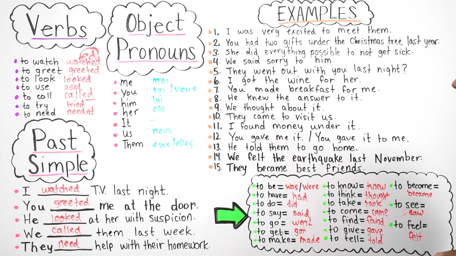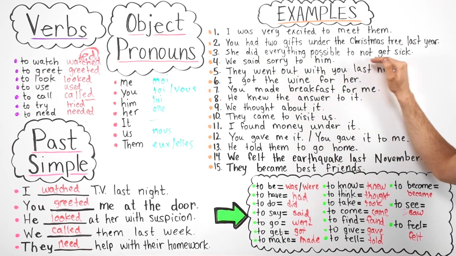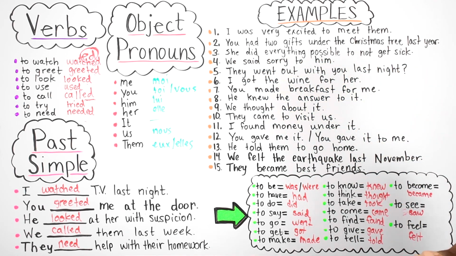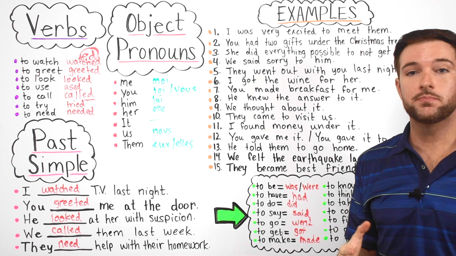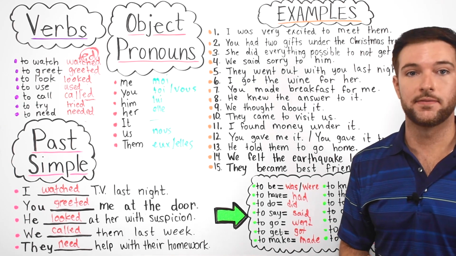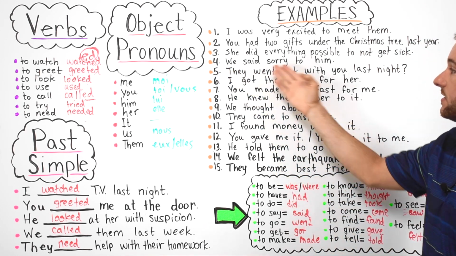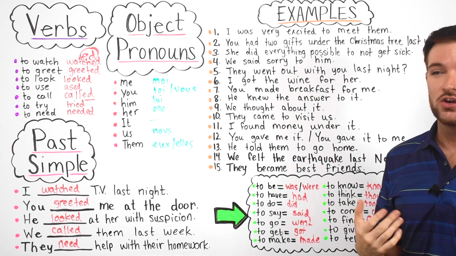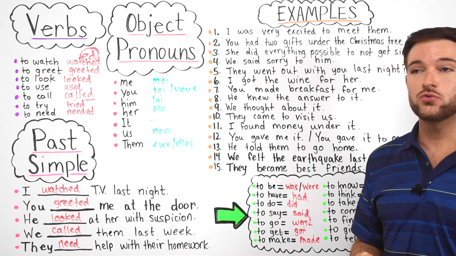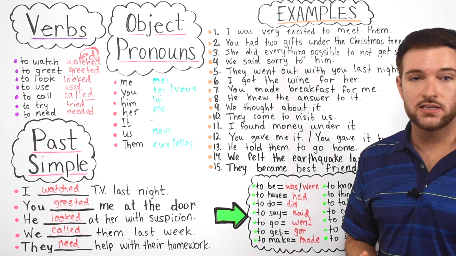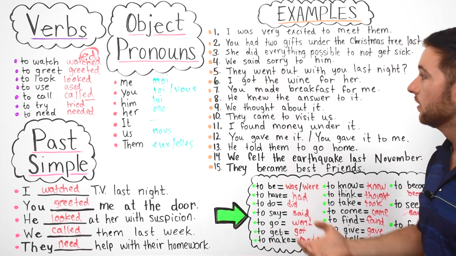Last year. She did everything possible not to get sick. Elle a tout fait pour ne pas devenir malade. She did everything possible to not get sick. We said sorry to him. Nous lui avons présenté nos excuses.